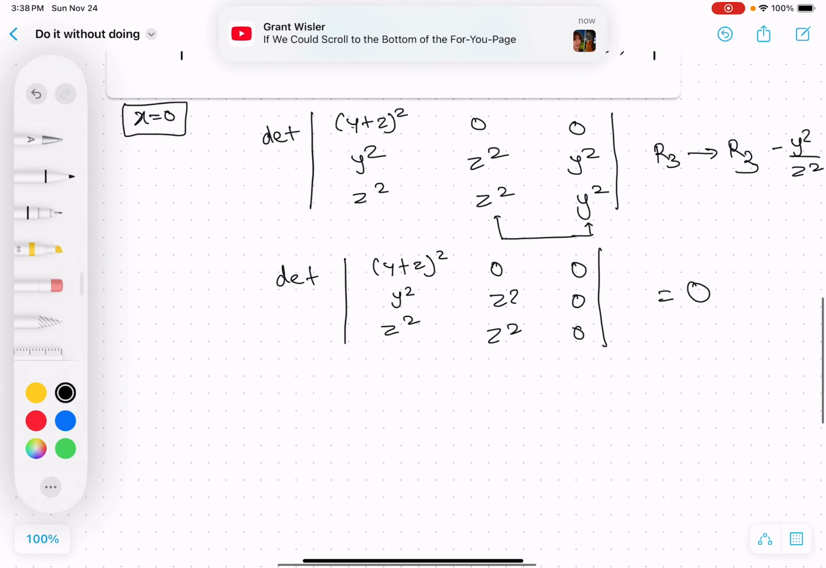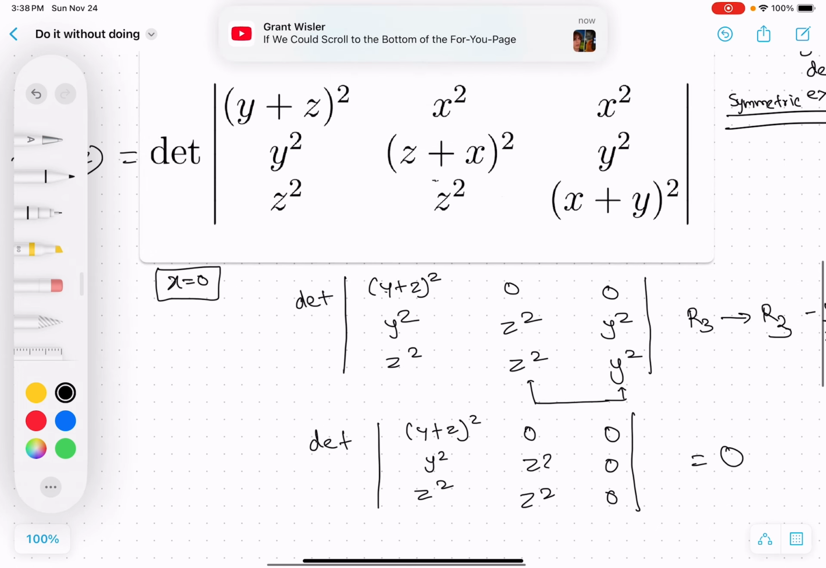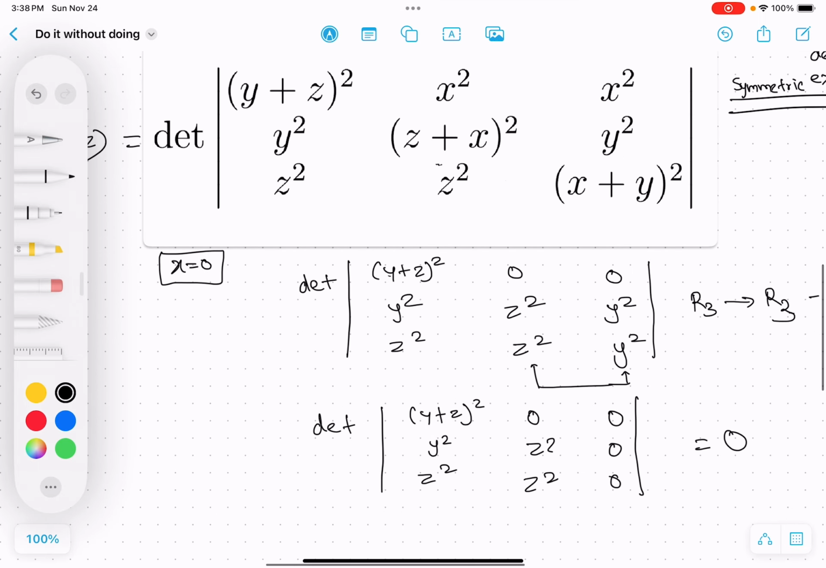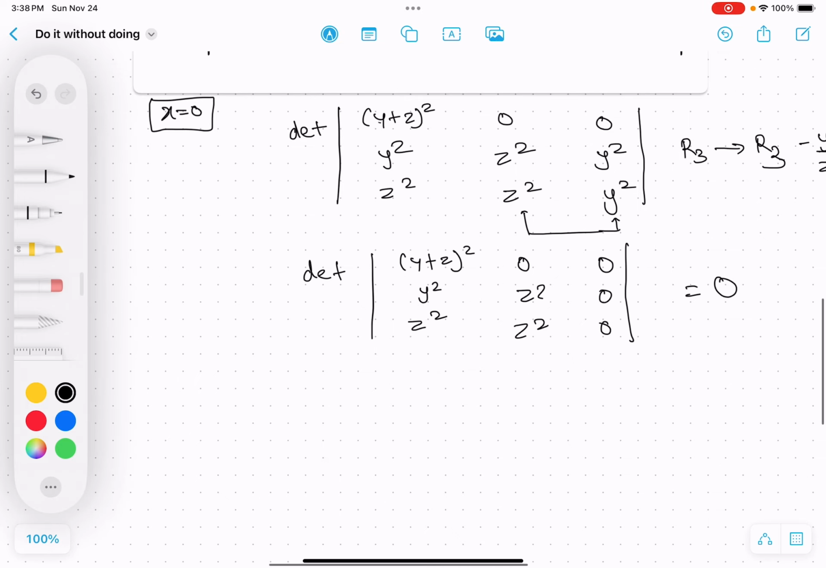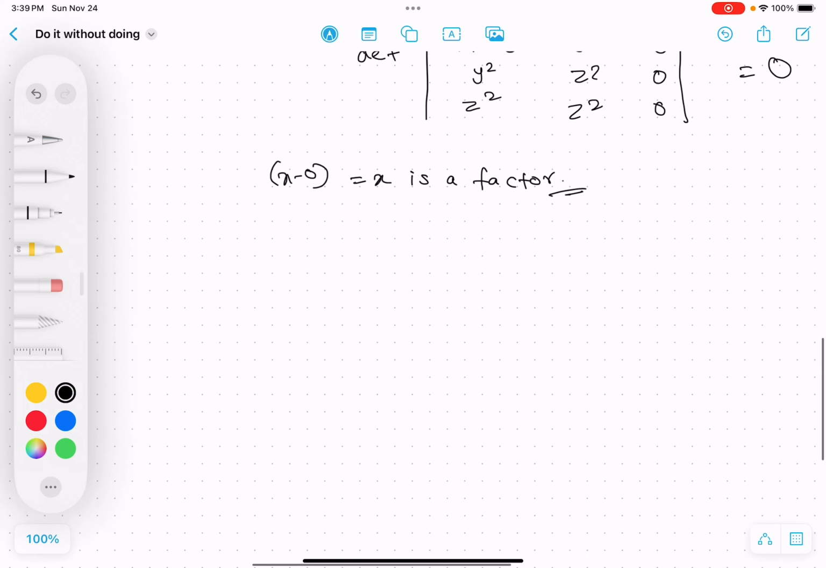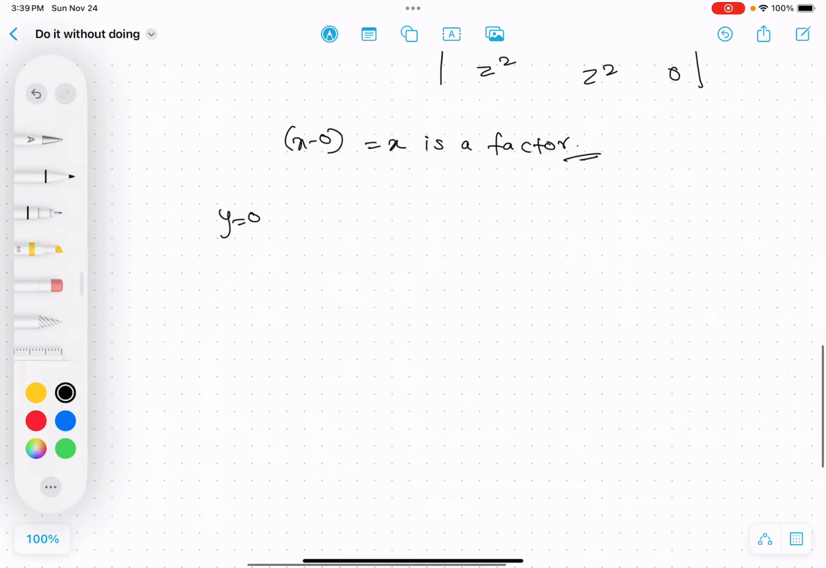So since x equals 0 makes this determinant 0, definitely one of the factors of the determinant, I mean, if you evaluate the determinant, one of the factors will be x minus 0, or just say x. So x is a factor, right? Okay. Similarly, since this is symmetric about x, y, z, if you even try y equals 0, z equals 0, that will still work. I'll just show you for the sake of completion, but yeah, that will definitely work.